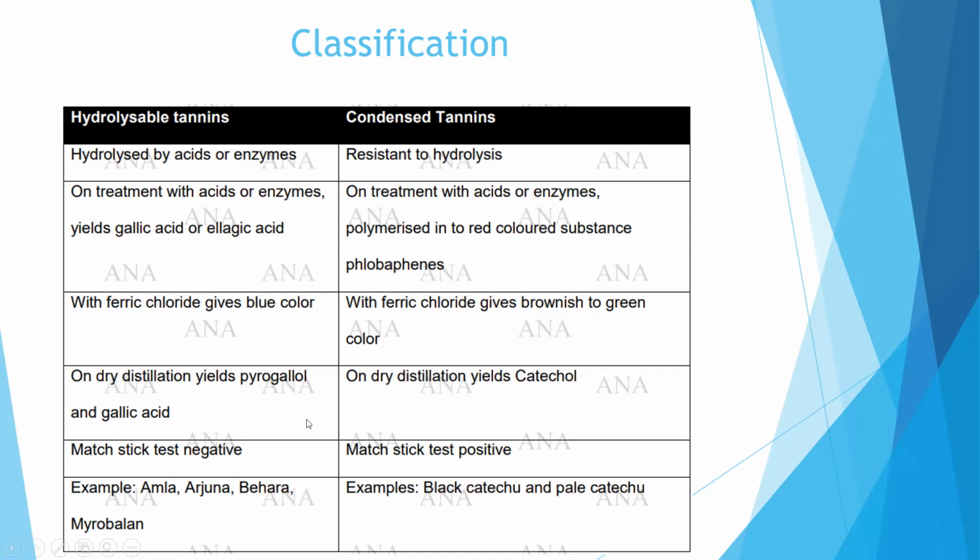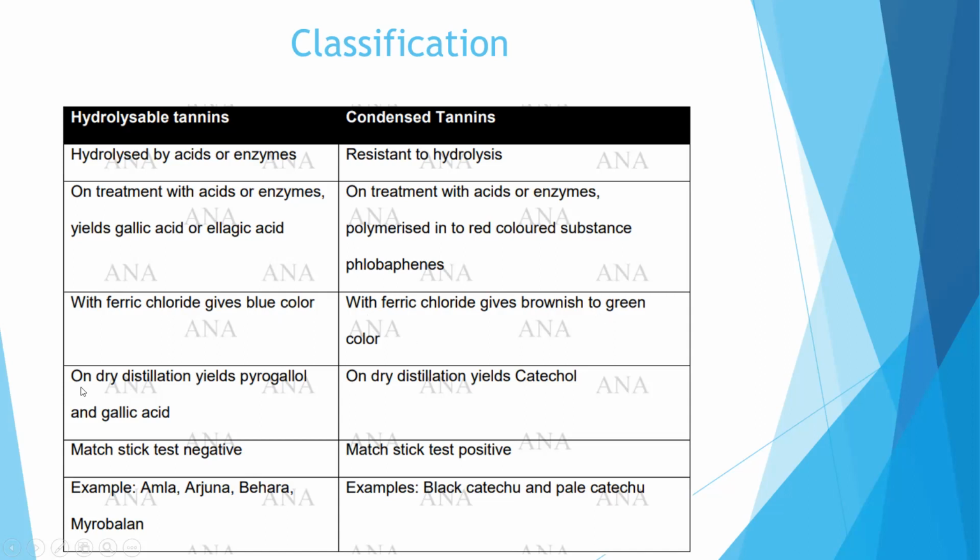In condensed tannin, on treatment with acid or enzyme, it polymerizes into a red colored substance, phlobaphenes. Hydrolyzable tannin with ferric chloride gives blue color. Condensed tannin with ferric chloride gives a brownish to green color. See, this is the blue color and here is the brownish color.